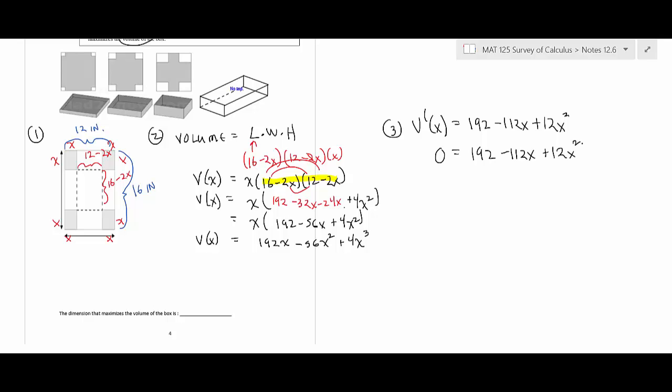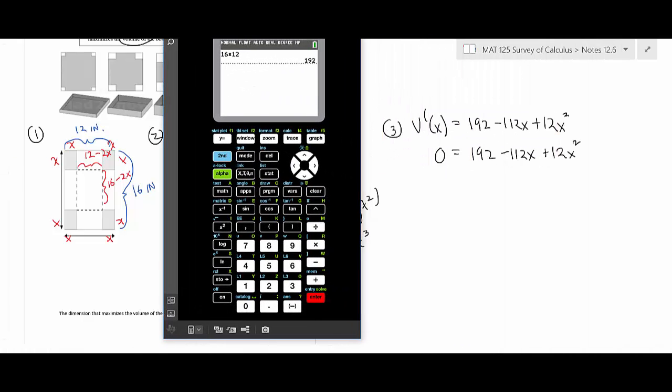I hope they do. 112 doesn't. How about 6? Let's see if they all divide by 6. No. 112 by 6, does that work? No. By 4? Let's try 4. 4 works. 112 divided by 4, does that work? Yep. And 192 divided by 4, does that work? Yep. So let's do that then. It just makes it a little simpler.